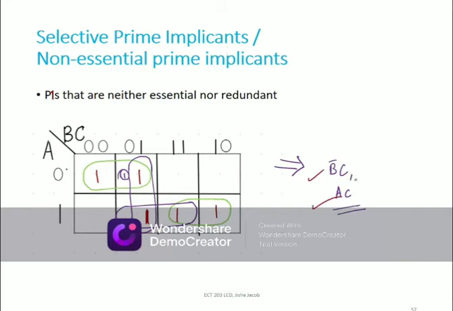If you're curious, these groups are what make your answers different. Two persons might get different answers, but both of them are correct. The reason is that the selection of prime implicants by one person and the other person might be different. One person might choose B bar C, the other might choose AC, both being correct. The reason for the difference is what we call selective prime implicants. These are also referred to as non-essential prime implicants.